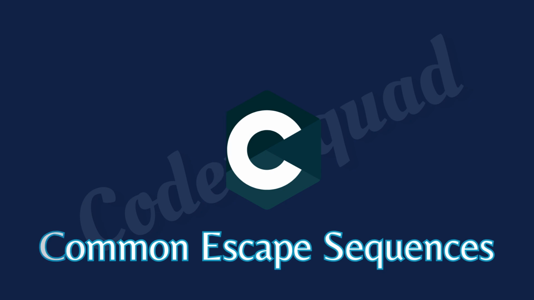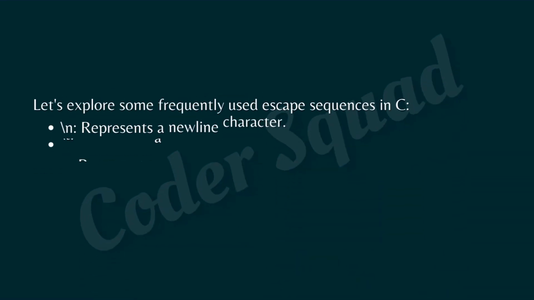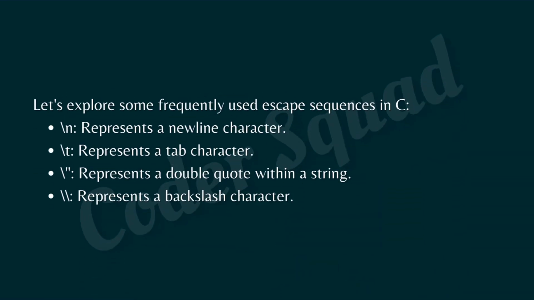Let's explore some frequently used escape sequences in C. \n represents a newline character. \t represents a tab character. \" represents a double quote within a string. \\ represents a backslash character.